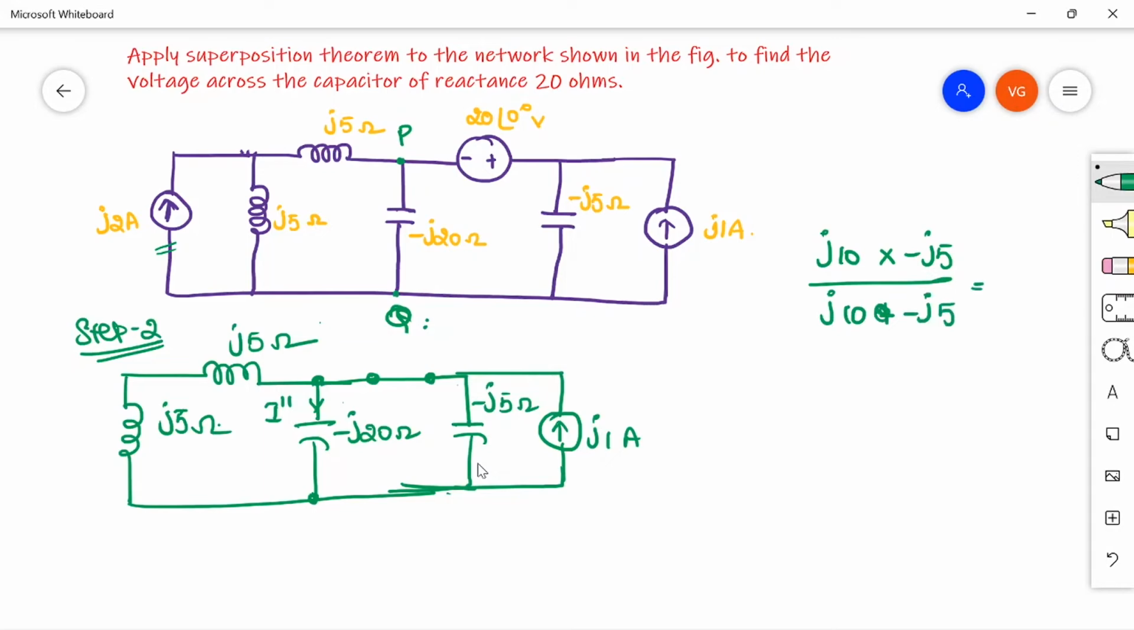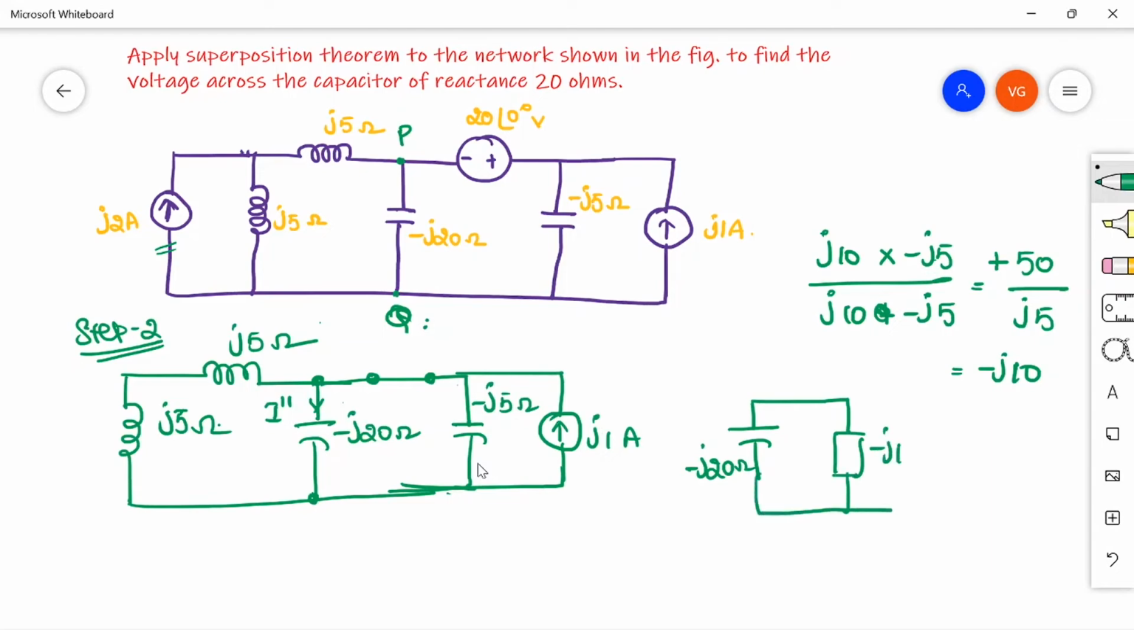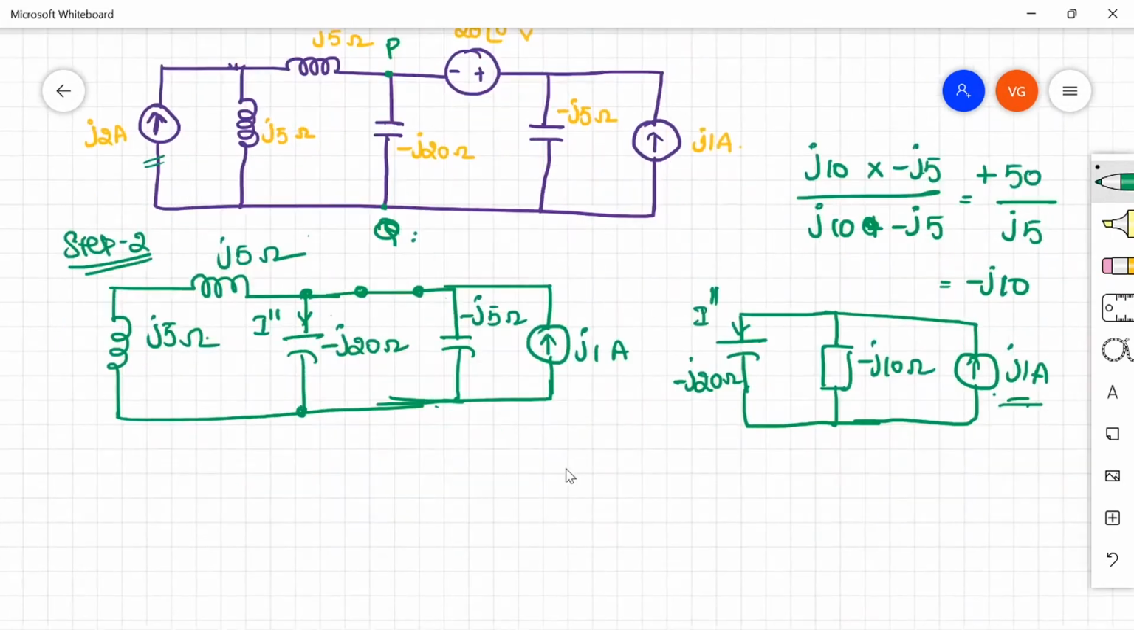So minus j square is plus, again, right? So 50 divided by j5, which is nothing but minus j10, right? So this will be looking like this. I have a capacitor of minus j20 and the other three are reduced to an impedance of minus j10 ohm. And I have this current source j1 ampere. Right now, I have to find out the current I double dash because of this j1 ampere. So just use the current division rule.